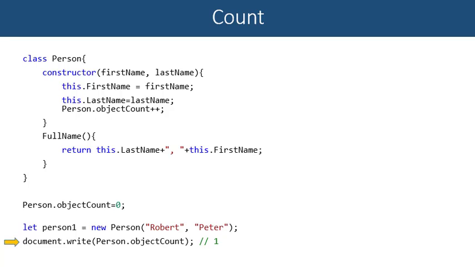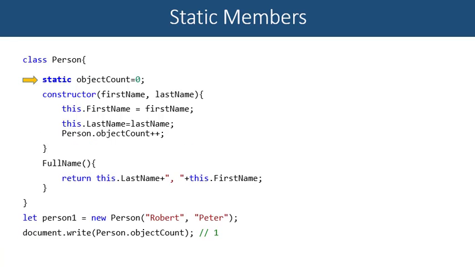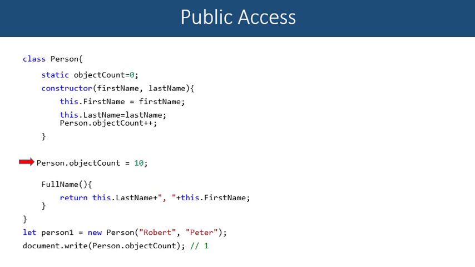And now we can define the static members within the class using the static keyword. So here I have declared and initialized the object count using the static keyword. And there is no need to declare it outside the class body. The object count is a public member and you can easily change the value of object count outside the class.